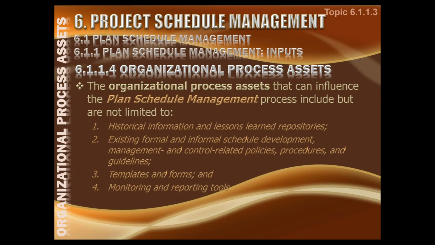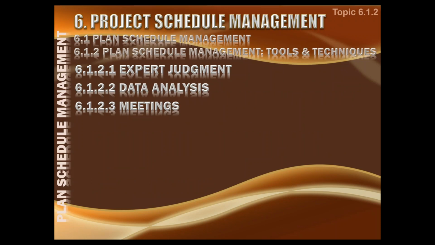In organizational process assets, from the organization, we will get the historical information, the records from the previous projects' schedules. Maybe we can get a lot of lessons learned from there, or from those repositories we can have older plans which could help us create the new schedule management plan. Existing formal or informal schedule development, management and control related policies, procedures and guidelines could also be looked at. Maybe we have some templates and formats available which we can use, or any monitoring and reporting tools. So all of these could be consulted and maybe made part of the schedule management plan.